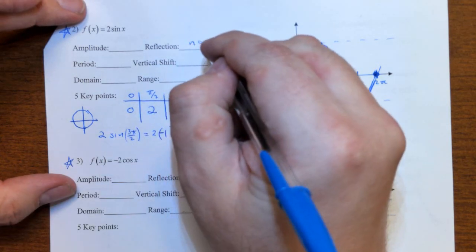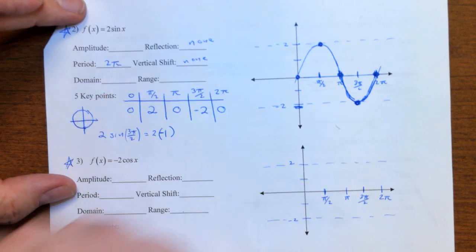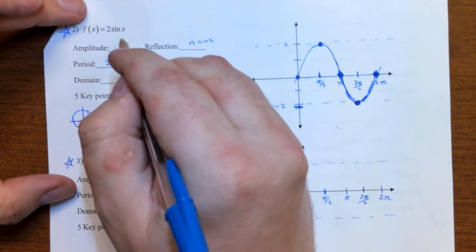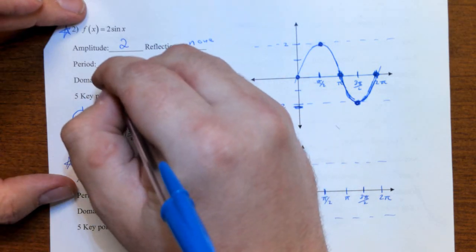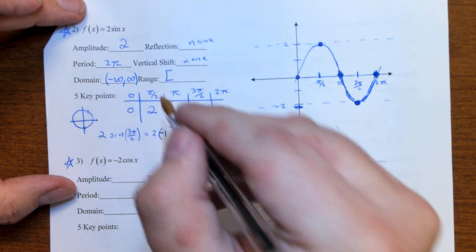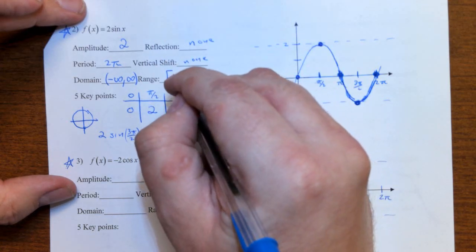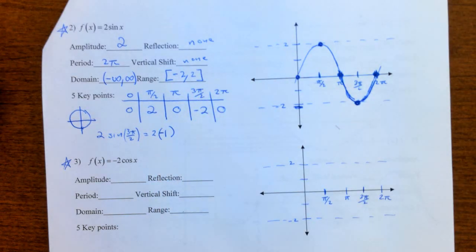There was no reflection. There was no vertical shift. The period was not changed. What we changed was the amplitude. The domain is the same. And the range, since I changed my amplitude, I'm not going between -1 and 1, I'm going between -2 and 2. Okay, I'm going to do a couple more examples.